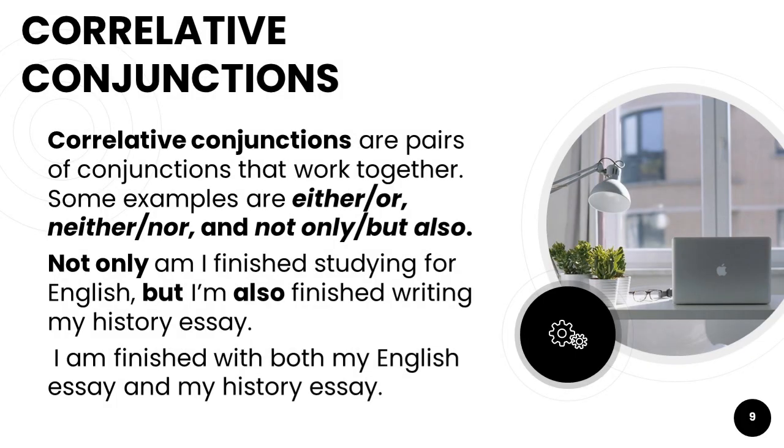Use also but and also. They are connected and interrelated when we use both of them. The first clause is: not only am I finished studying for English, and then the comma, but I'm also finished writing my history essay. So they are correlative. That's why we use the correlative conjunctions, not only but also. I am finished with both my English essay and my history essay. So it's more concise.